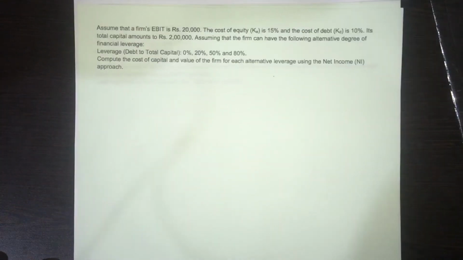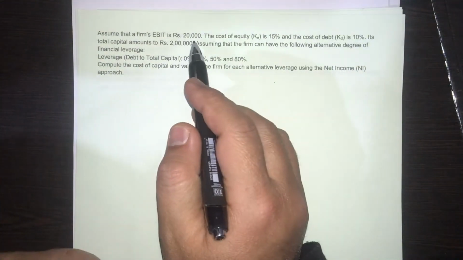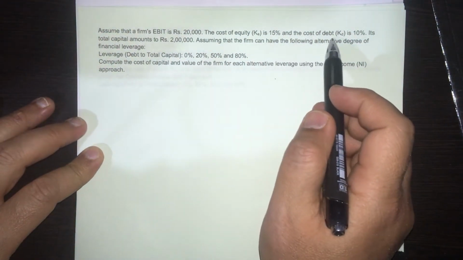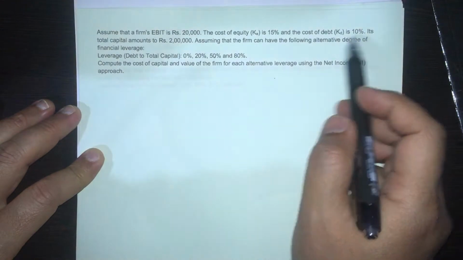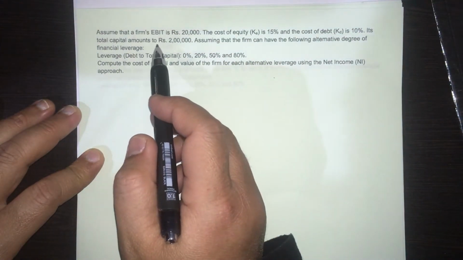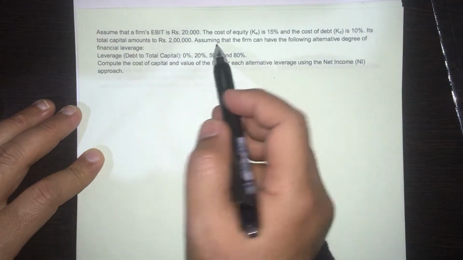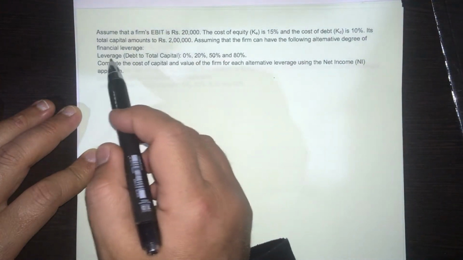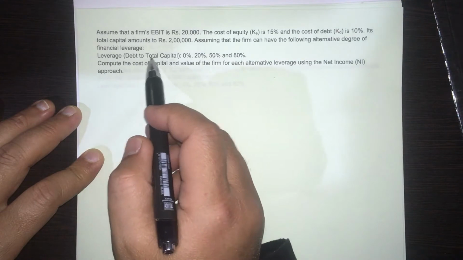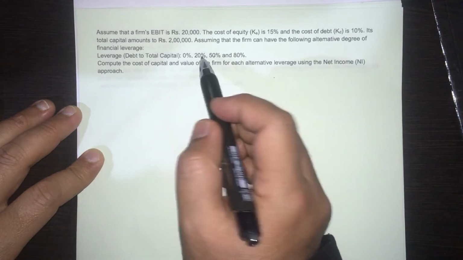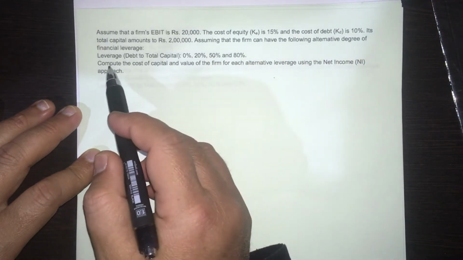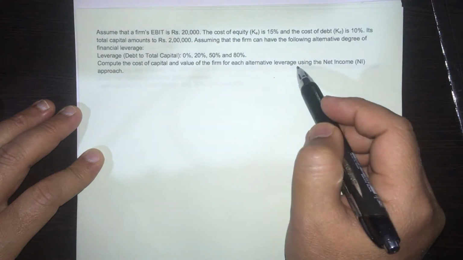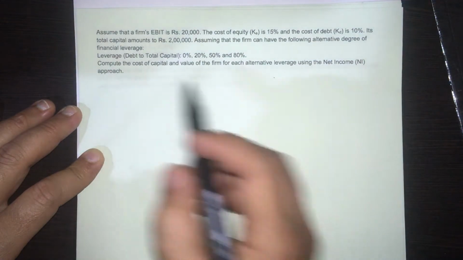Assume that a firm's EBIT is rupees 20,000. The cost of equity KE is 15% and the cost of debt KD is 10%. Its total capital amounts to rupees 2 lakhs, assuming that the firm can have the following alternative degrees of financial leverage, that means debt to total capital: 0%, 20%, 50%, and 80%. Compute the cost of capital and value of the firm for each alternative leverage using the net income approach.